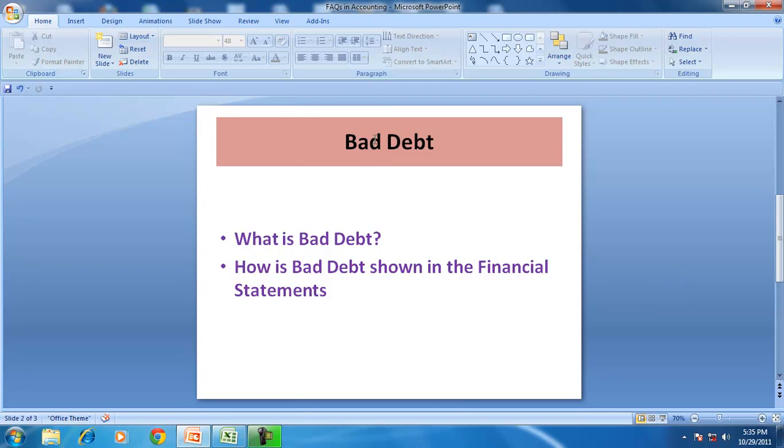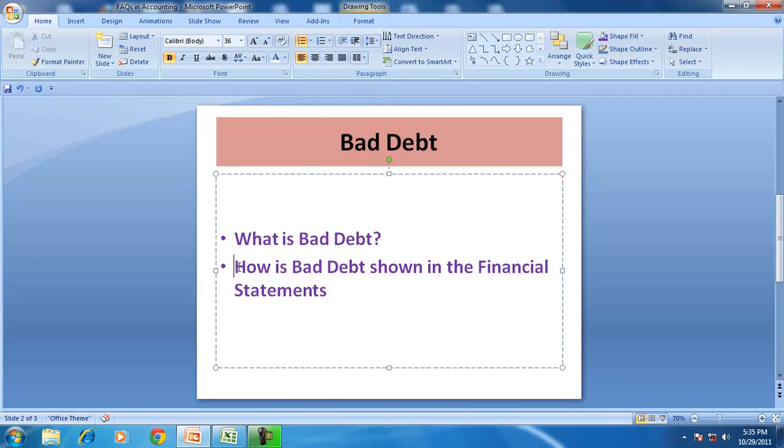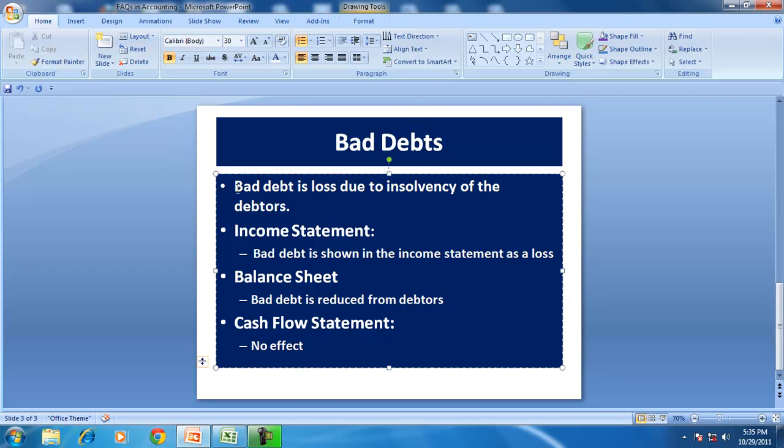And today's question relates to bad debts. What are these bad debts and how is bad debt shown in the financial statements? Bad debt is actually a loss due to the insolvency of the debtor. When you sell goods and the debtors fail to pay, and you write off the debtors because they become insolvent or bankrupt, the amount not recovered from the debtors is called the bad debt.